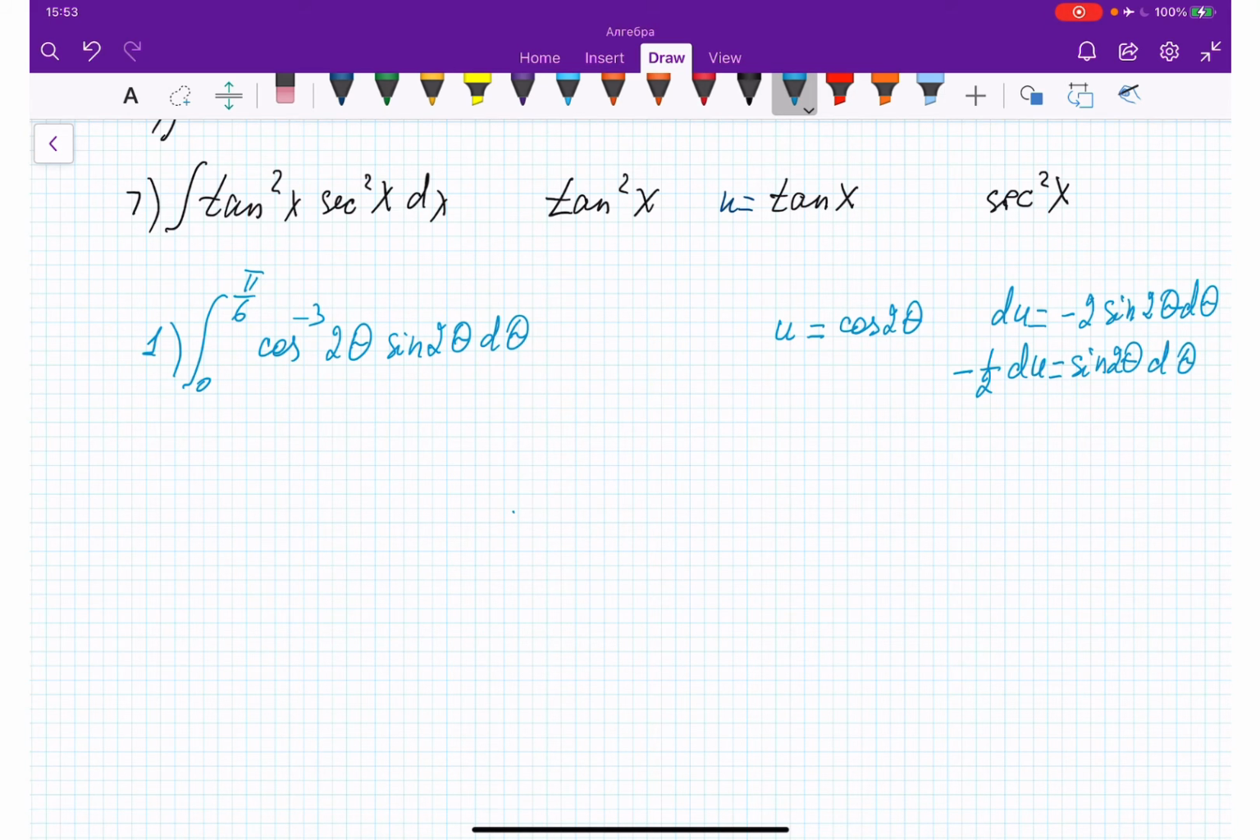that will match the new changed variable u. Okay, so when theta is equal to 0, because 0 to pi over 6 is our theta range, and theta is equal to pi over 6. So when theta is equal to 0, we get u equal to cosine 0, and that is equal to 1. Okay, theta equal to pi over 6, u is equal to cosine of twice pi over 6, and u is equal to 1/2, because we are getting pi over 3, and cosine of pi over 3 is 1/2. All right, let's now change it.